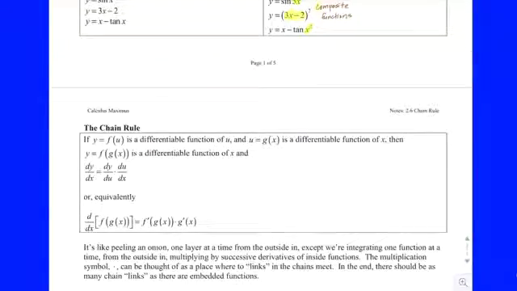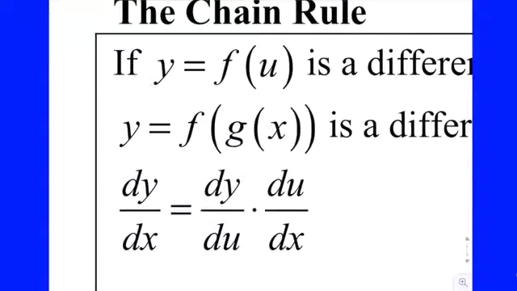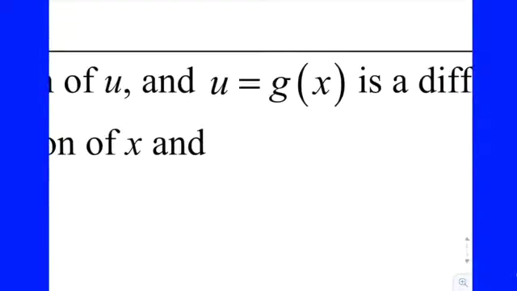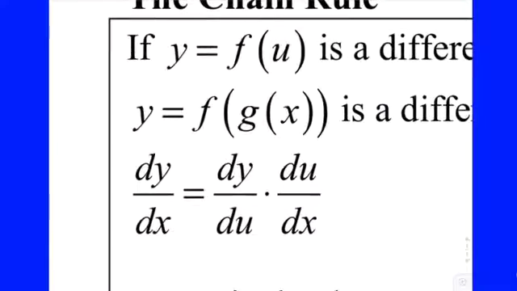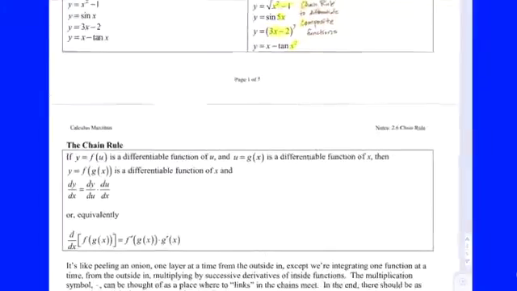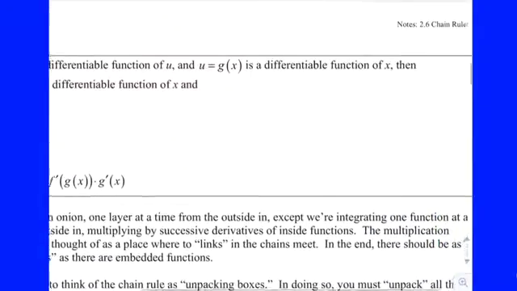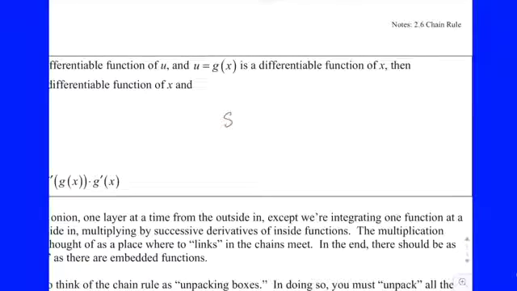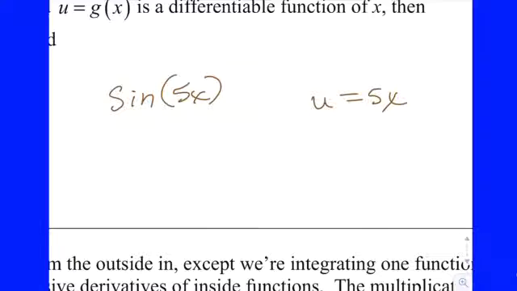All right, let's learn the rule. If we let y equal a function of u, and u is a function of g, then y becomes this composite function f of g of x. That would look something like this if I had, let's just say, sine of 5x. I would let u equal 5x, substituting that 5x, that composite function, and then I would have y equals sine of u.